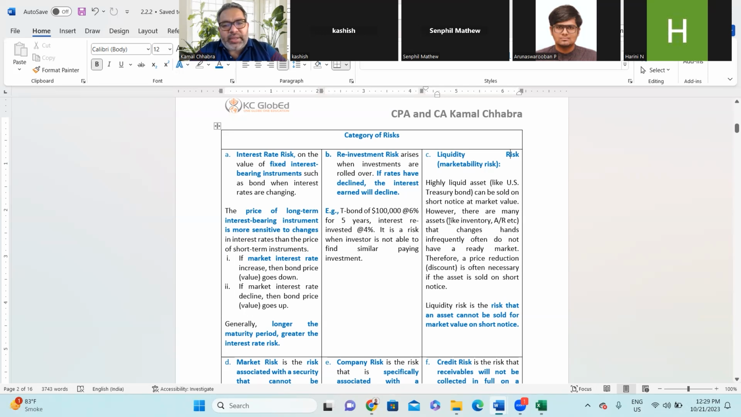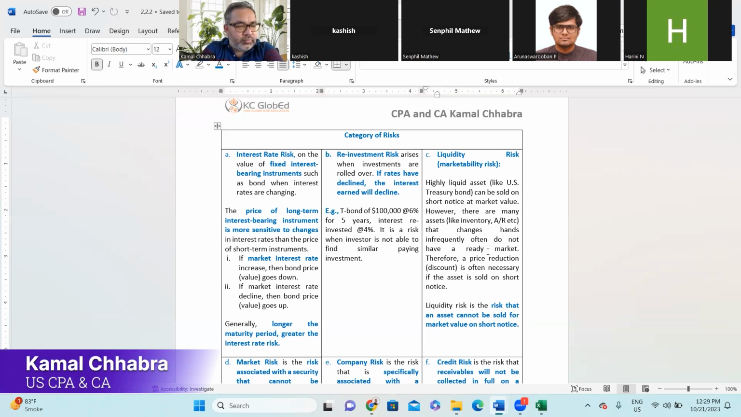However, there are many assets like inventory and account receivable that change hands infrequently and often do not have a ready market. For example, if you have inventory today and wanted to liquidate all of it, will you be able to liquidate at sales price? You have to give a heavy discount, right? Yes or no?